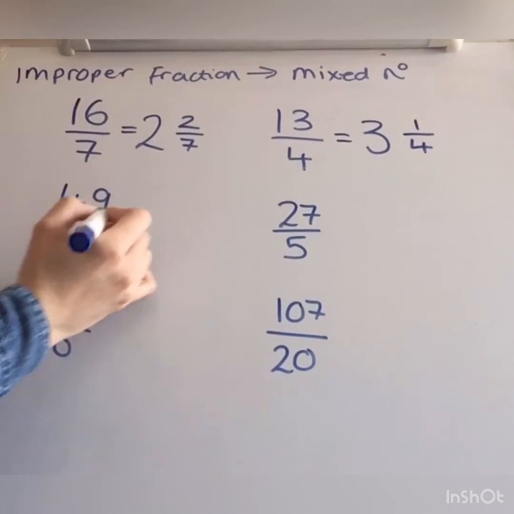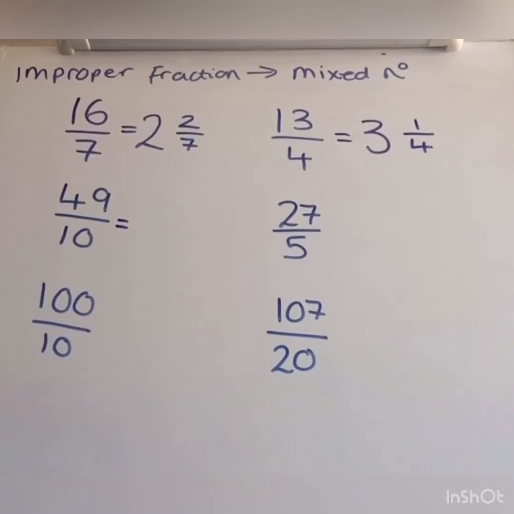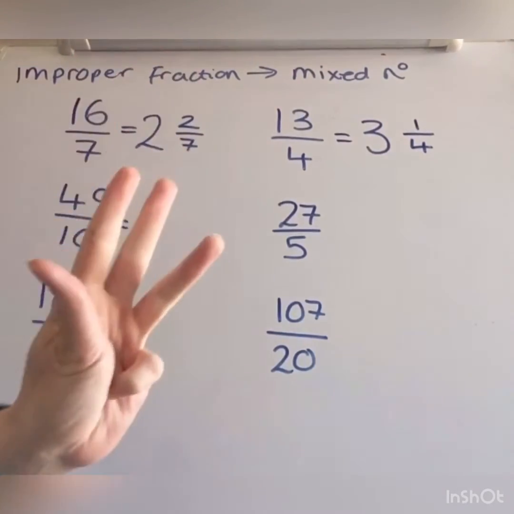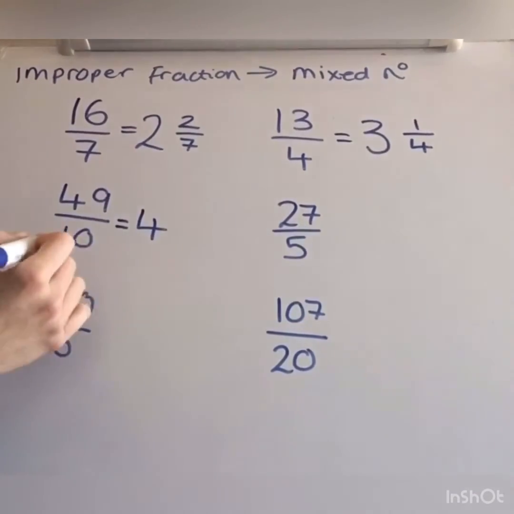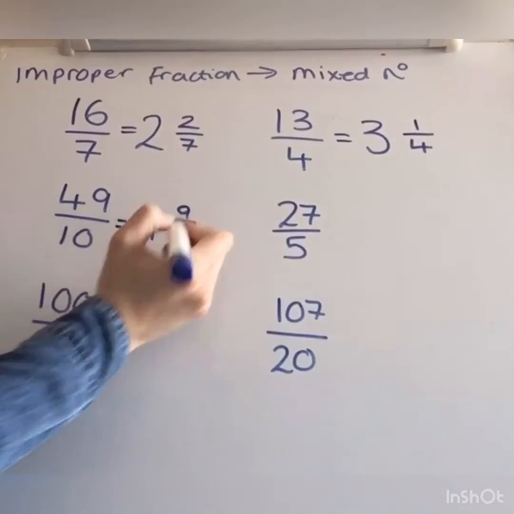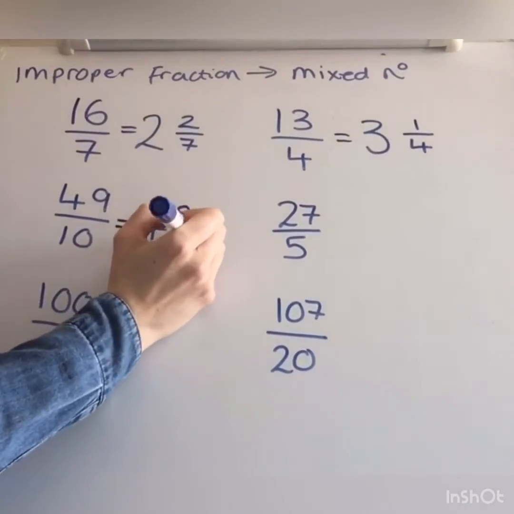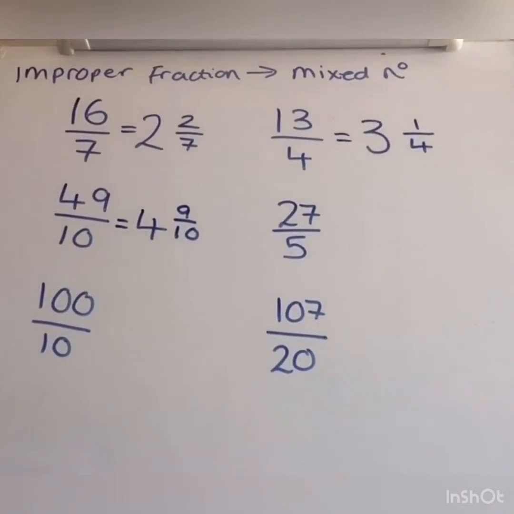This one here. How many times does 10 go into 49? 10, 20, 30, 40. So it goes in 4 times. We got to 40, so there was a remainder of 9. That remainder goes back over the 10, so it's 4 9/10.